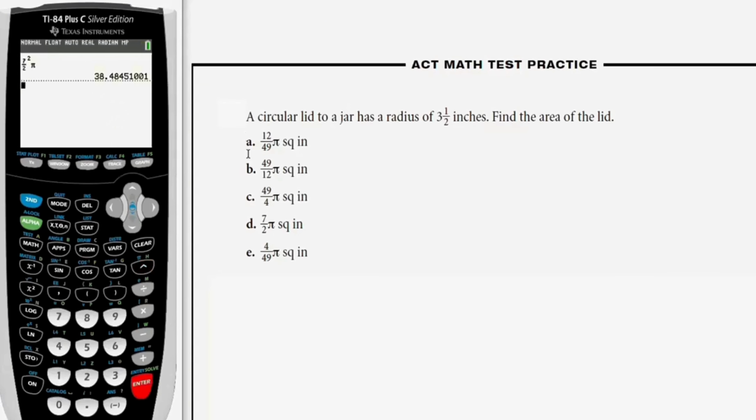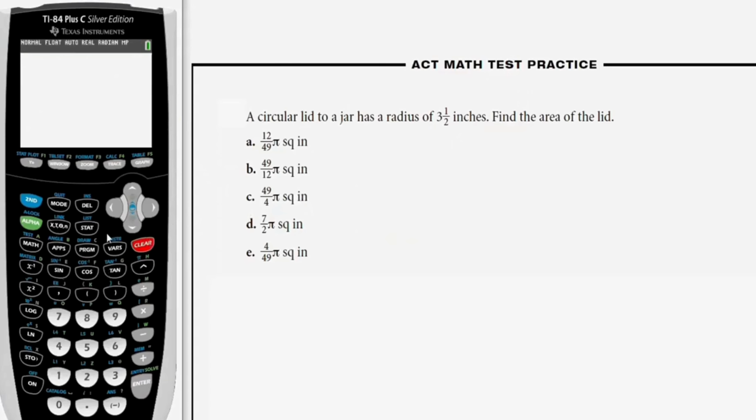38.48. So basically check the options for anyone that will give you 38.48. Alright, but when looking at the options we have here, you can easily decode that the correct option will be option C, which is 49 over 4 pi. Alright, so let's simplify option C, guys. Remember we got 38.48 here.